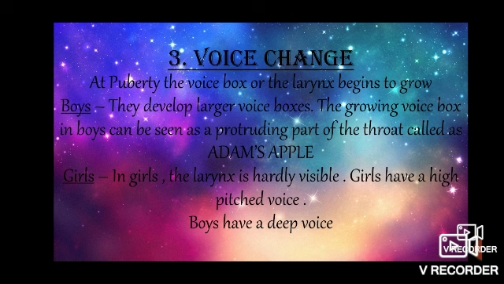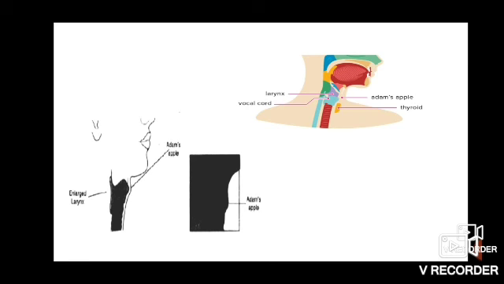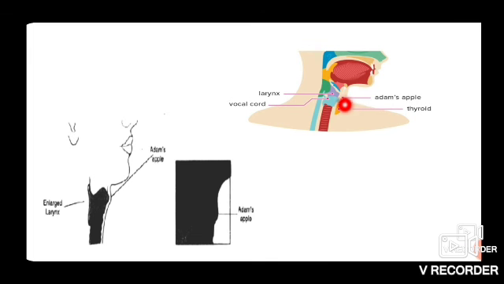The third change is voice change. At puberty, the voice box, or larynx, begins to grow. Boys develop a larger voice box and a deep voice. The growing voice box in boys can be seen as a protruding part of the throat called Adam's apple. You can see in boys, when they enter adolescence, a protruding part in the throat known as Adam's apple. Whereas in girls, the larynx is hardly visible, because girls have a high-pitched voice, whereas boys have a deep voice, as I told you earlier. Here you can see a diagram and understand clearly. Here is Adam's apple. You can see this is a protruding part which is coming out, and this is the larynx.